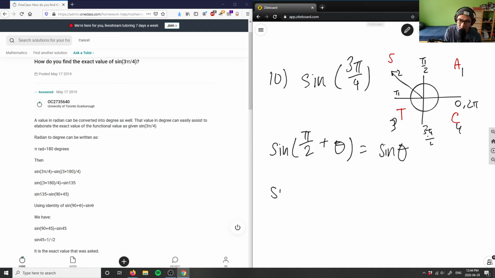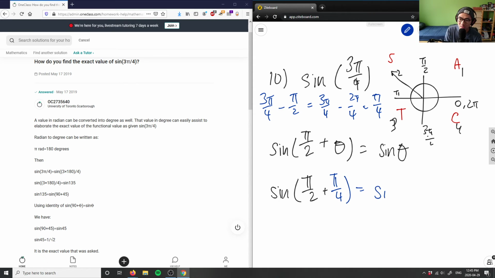So if we break this down, we have sine of pi over 2 plus some angle, right? So we can subtract pi over 2 from 3 pi over 4 to figure out what theta is. Let me do some side work here. 3 pi over 4 minus pi over 2, I can change my denominators to 4, and this gives me 2 pi over 4. This gives me pi over 4, right? So theta is pi over 4, and we have sine of pi over 4.